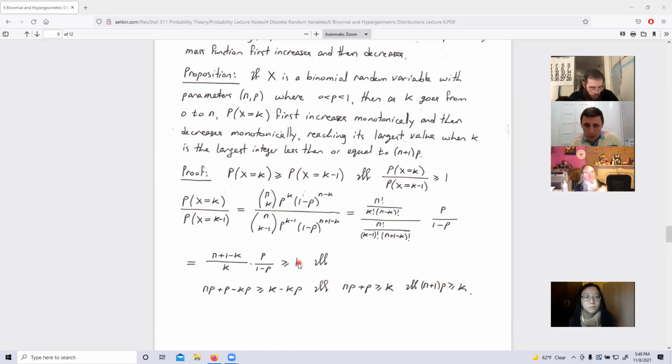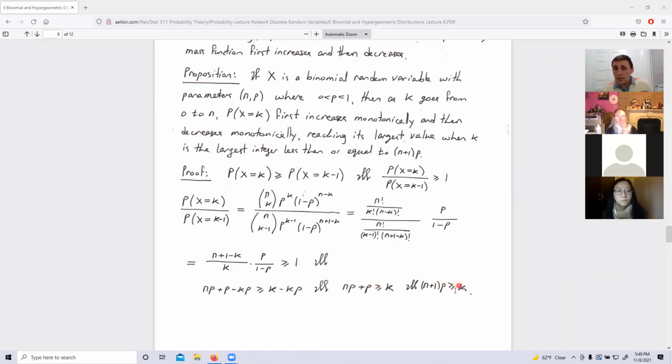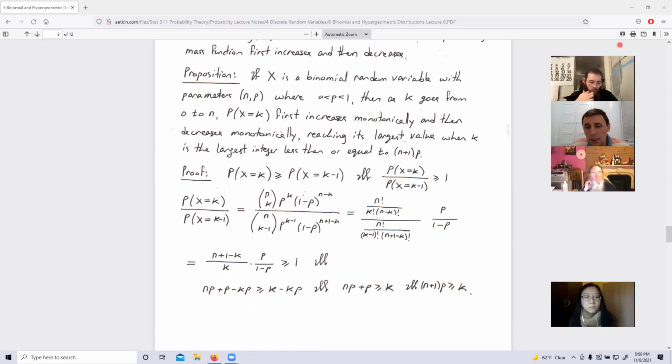I multiply 1 by k times 1 minus p, and I simplify it, and you can see I can cross out k minus p here and here, and I'm left with np plus p bigger than or equal to k, and that's the same as n plus 1 times p bigger than or equal to k. Which means that the probability of having more successes keeps increasing until k reaches the biggest integer that is equal to or below n plus 1 times p.